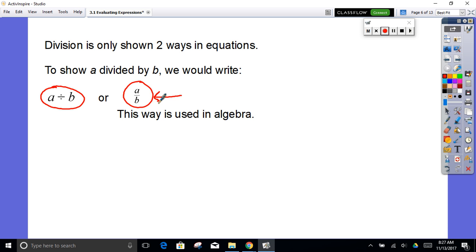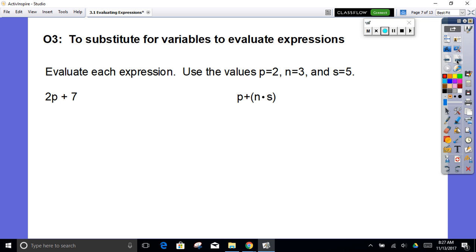Jake? Could you use a colon? For division, no. We write ratios that way, but we never show division that way. That was a good question. Okay. Any questions? Okay, that gets us through kind of our definition section.